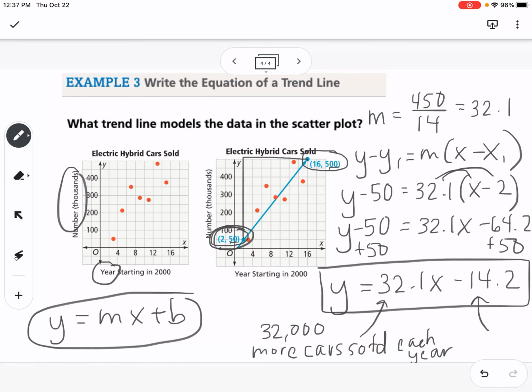The y-intercept in this case is one that maybe doesn't make a lot of sense, because it would be how many cars were sold in the year 2000, and it would be negative 14,000. Well, we know we can't sell negative 14,000 cars. So probably what that means is that we weren't selling cars until a later year, and that's why, so even though we extend the line down to figure out what the y-intercept is, it might not make sense in this real life situation. Okay, let me know if you have any questions.